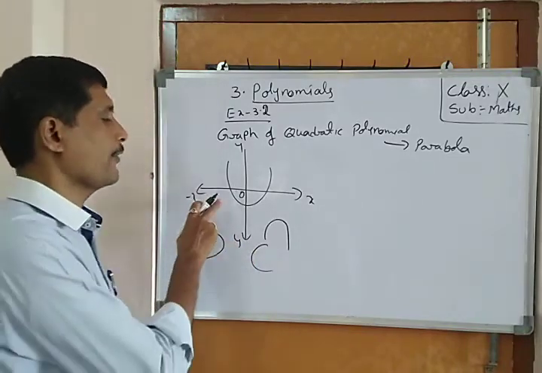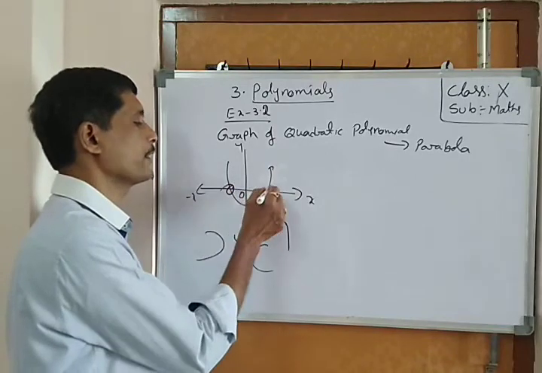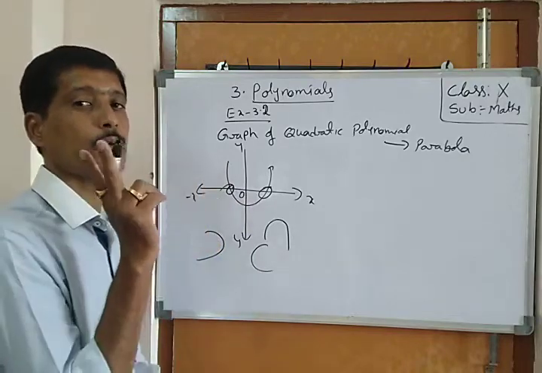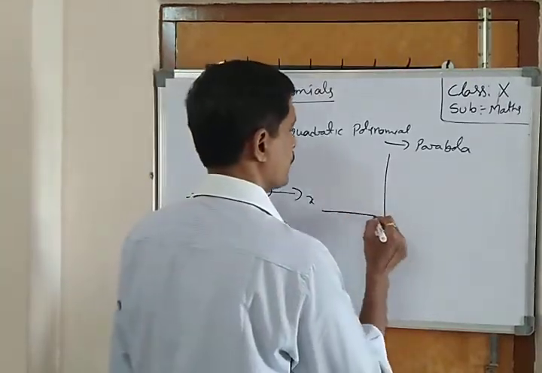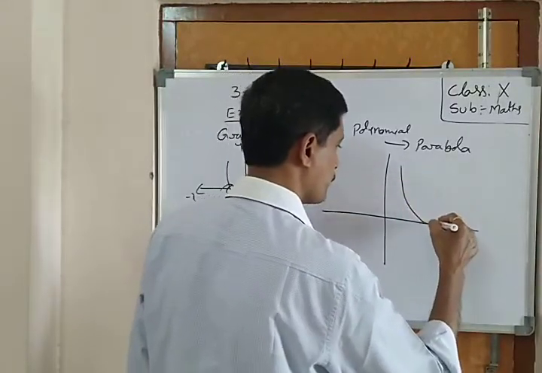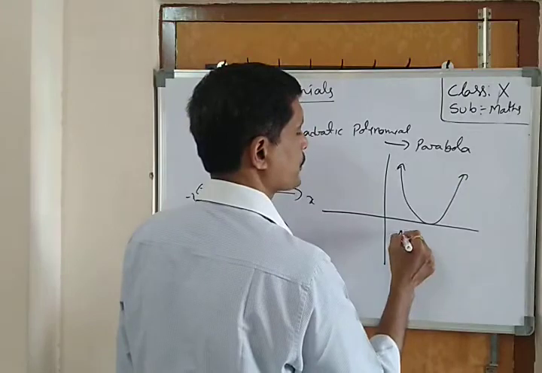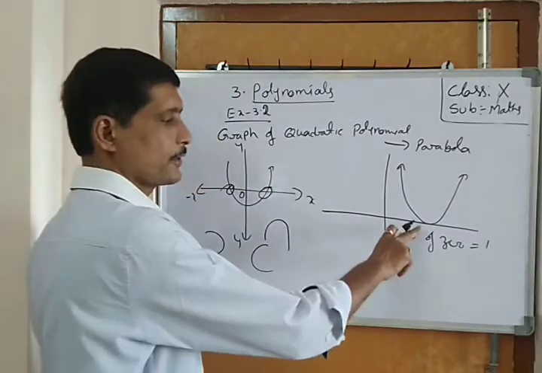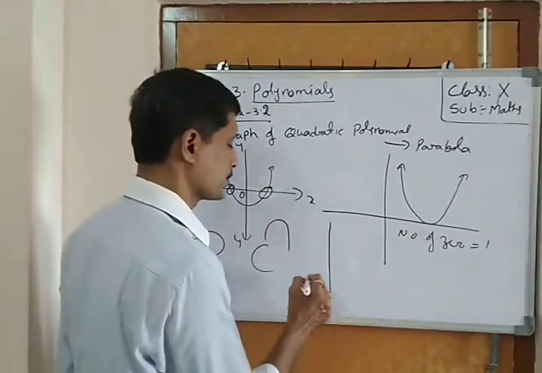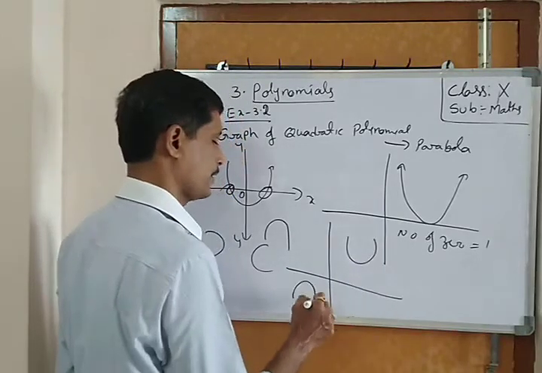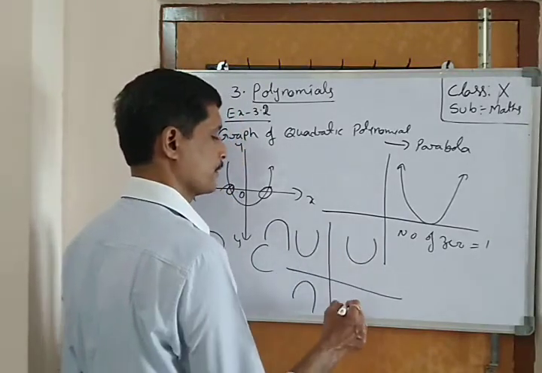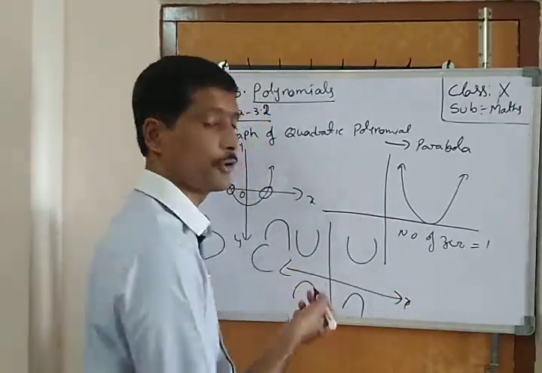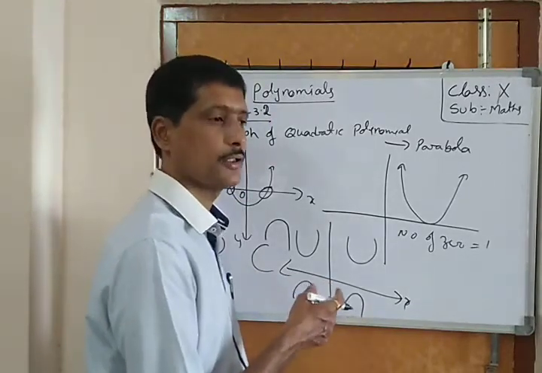Therefore here see, the graph touches the x axis at two different points. Here one point, here one point, two different points. Therefore the zeros of the polynomial is how much? 2. Suppose the graph touches only one point. Here number of zeros is 1. The graph touches the only one point. Suppose the graph does not touch, this type maybe. Therefore the graph does not touch the x axis. Therefore it has no zeros.